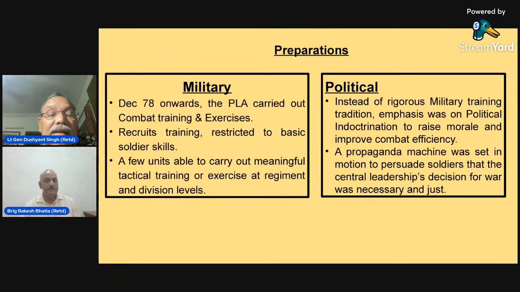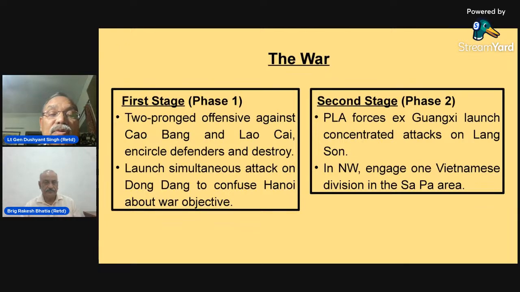Also, preparation. Most of you are aware of the Chinese organization, etc., but you must understand that it has undergone change.